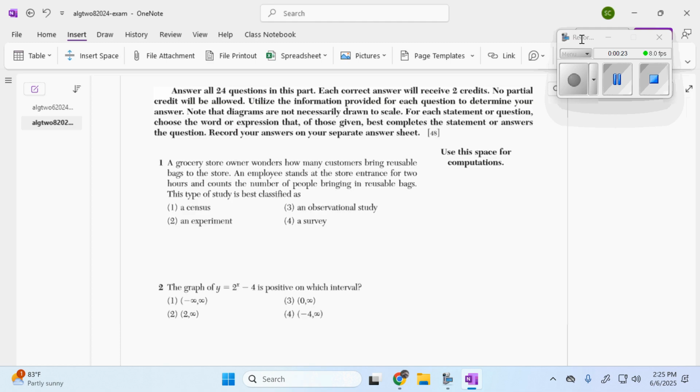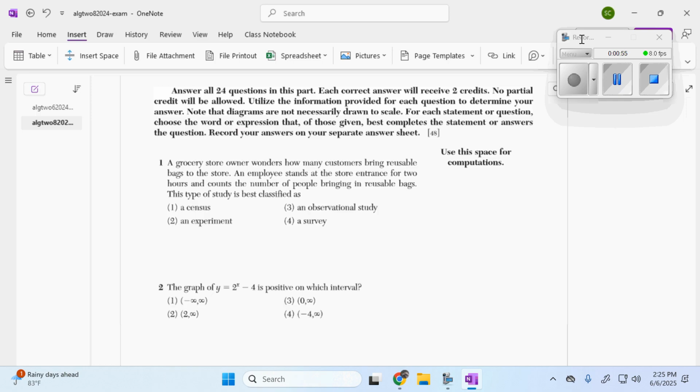So number one, as you read through this, there's usually one of these questions where they ask you what type of statistical study is being done. So just to go through the four choices before we actually look at the problem. A census is where we either poll or ask everybody in an entire population something. So it's not really looking at a sample, it's like a really huge group of people. An experiment is where we have two groups and we're testing for a causal relationship.